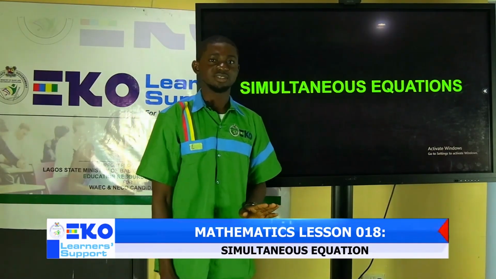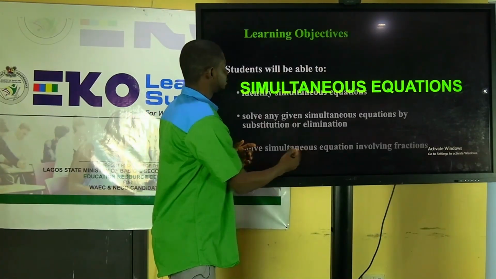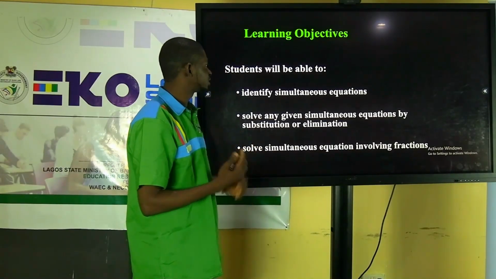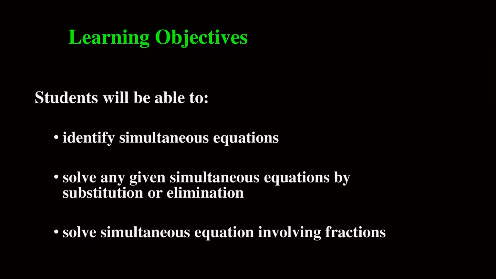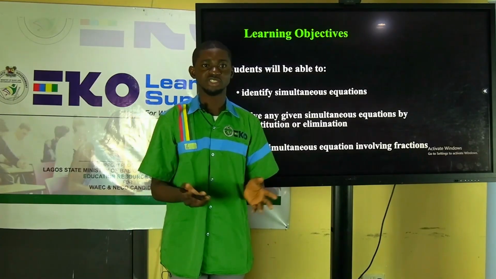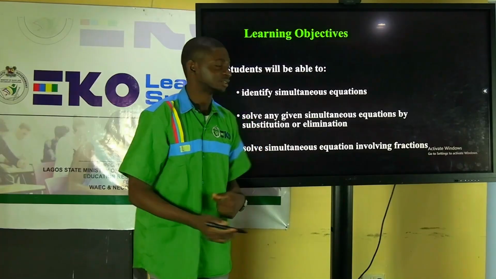Our learning objectives. By the end of the class, the students together should be able to identify simultaneous equations, solve any given simultaneous equation by substitution or elimination, and solve simultaneous equations involving fractions. So let's start.